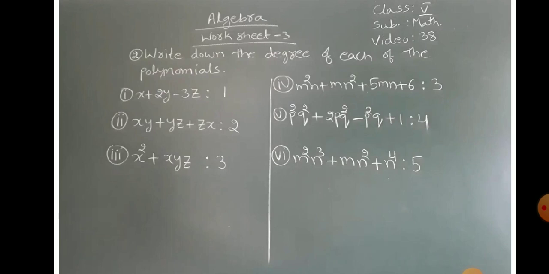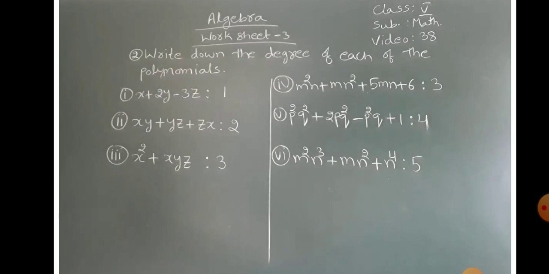Now coming to the fifth question, p square q square is the first term. So powers, if you add 2 plus 2, we will get 4. And coming to the second term, p q square, we will call the power 2 as a square. So p power 1 and q power 2 are present. So 1 and 2 if we add, we will get 3, so the degree of the second term is 3.